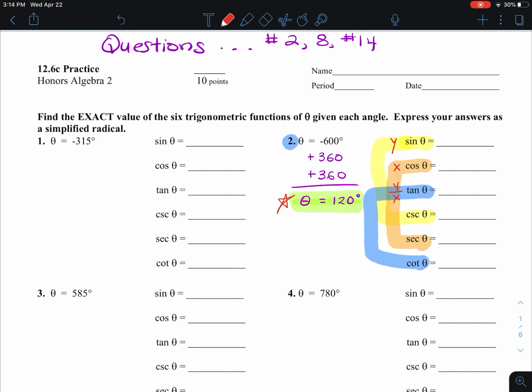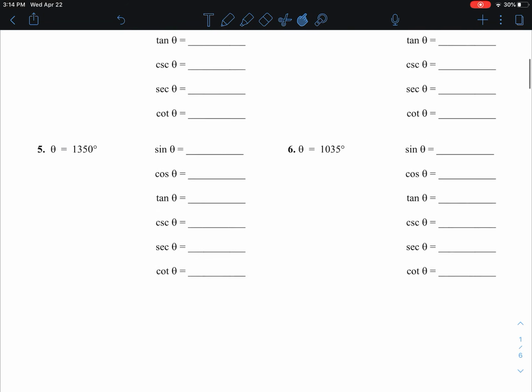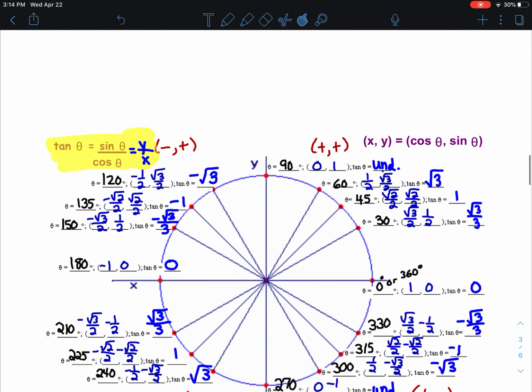Now I'm going to scroll down to the circle. Please keep in mind we're going to go to 120 degrees, and I'm going to see what the coordinate of that point is, because I know the y coordinate should be sine and the x coordinate should be cosine. So we're looking at 120 degrees here.